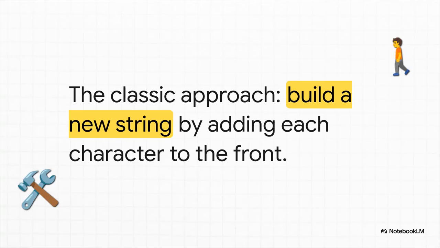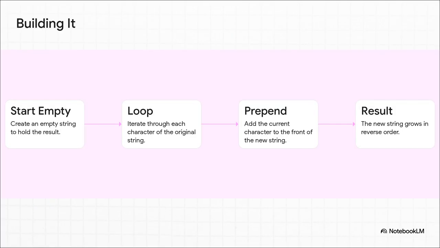This is the do-it-yourself approach. Instead of using a slick built-in trick, you're going to build that reversed string yourself, piece by piece. And honestly, this method really shows you understand the logic behind what you're doing. Here's the game plan. First, you create a totally empty string. This is where your final answer is going to go. Then, you loop through every single character in your original string, one by one.